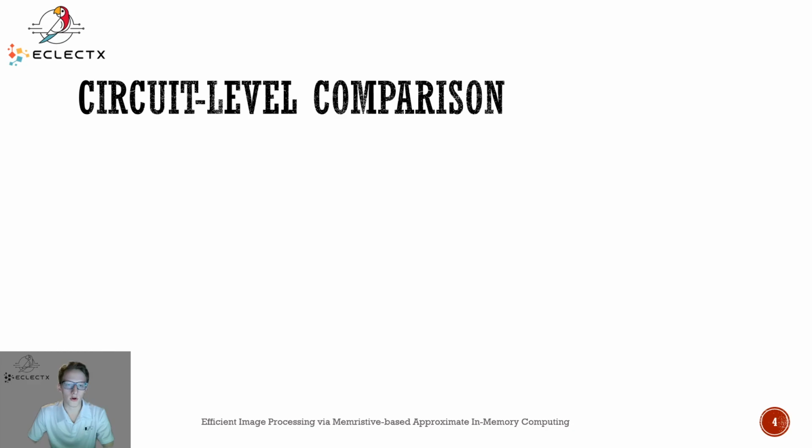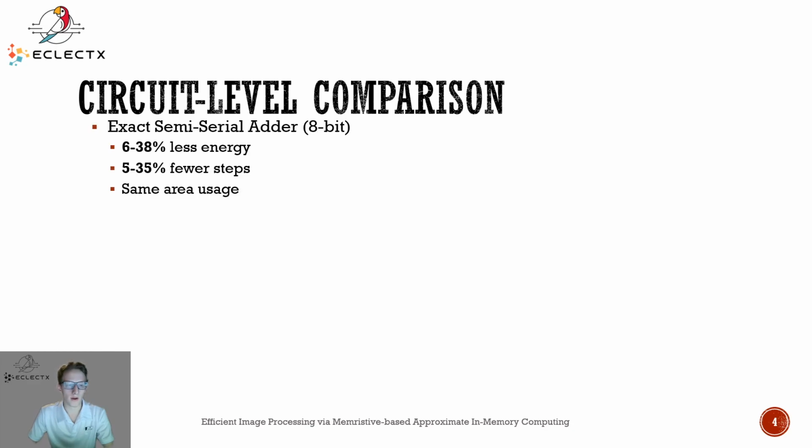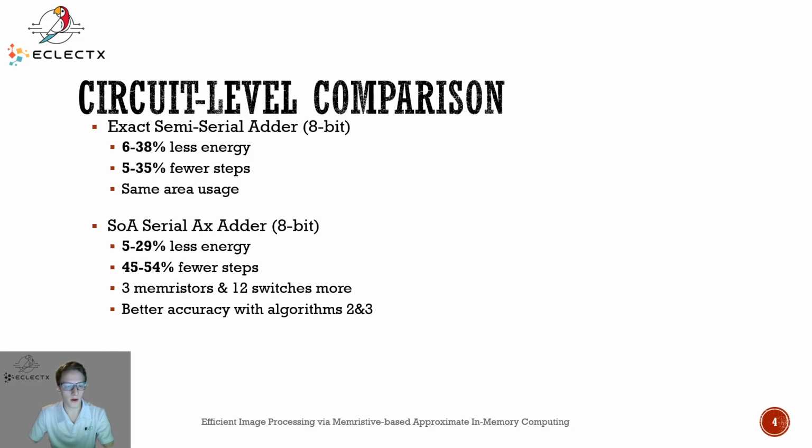Now let's go to the circuit level comparison, where compared to the exact semi-serial adders, up to 38% less energy and up to 35% fewer steps are required, which is quite an achievement compared to the already efficient semi-serial adder topology. Compared to the state-of-the-art serial approximated adder, so in the serial topology, up to 30% less energy and 54% fewer steps are required at the same approximation degree.